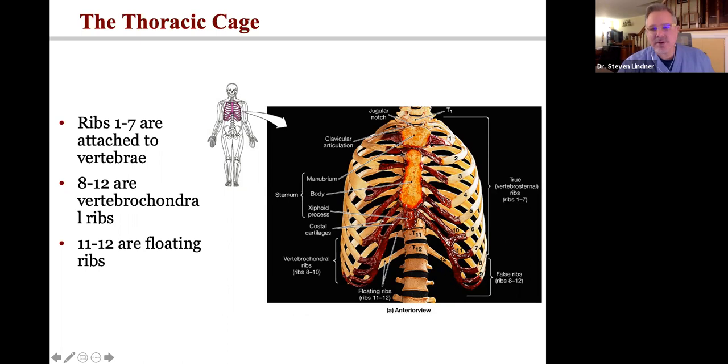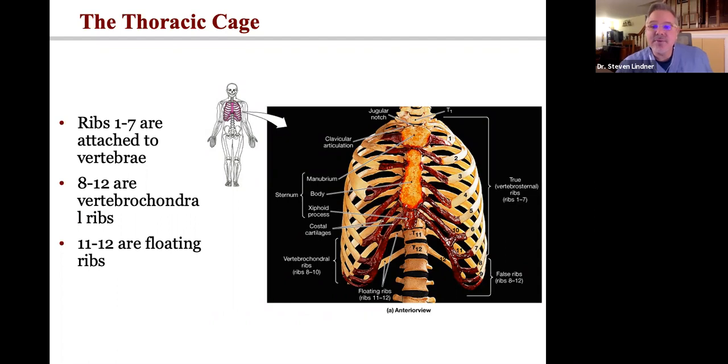Now, why is it important to be able to feel and palpate that, to know that that's the second rib? Because if you ever go to the doctor, you have a nurse that has the stethoscope and they want to listen to your breathing sounds or to your heart sounds. When you learn the art of doing a physical examination on a patient, you have to know where the ribs are and where the spaces are.